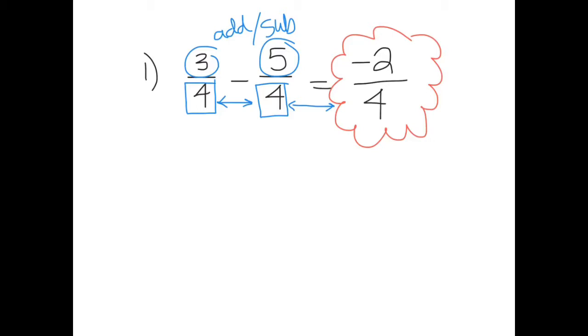But you need to remember that you have to simplify. Write your answer in its most reduced form. 2 divided by 2 is 1. 4 divided by 2 is 2. And a negative divided by a positive is a negative. So your actual answer is -1/2.